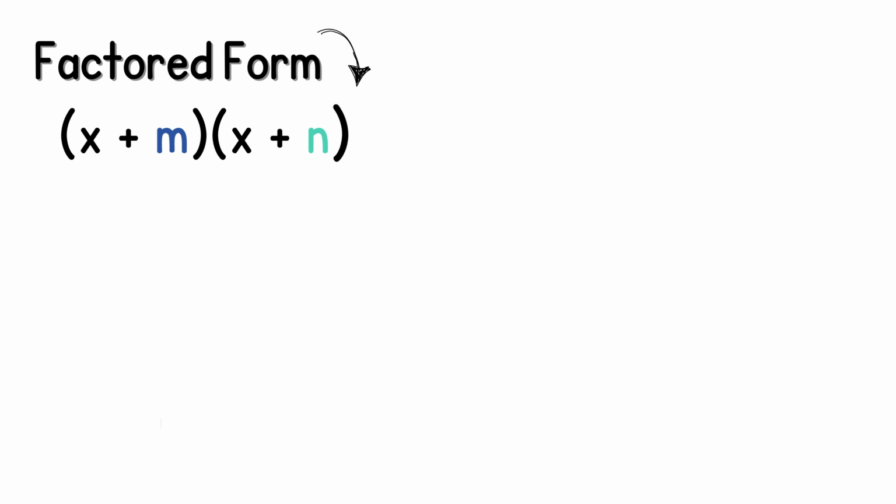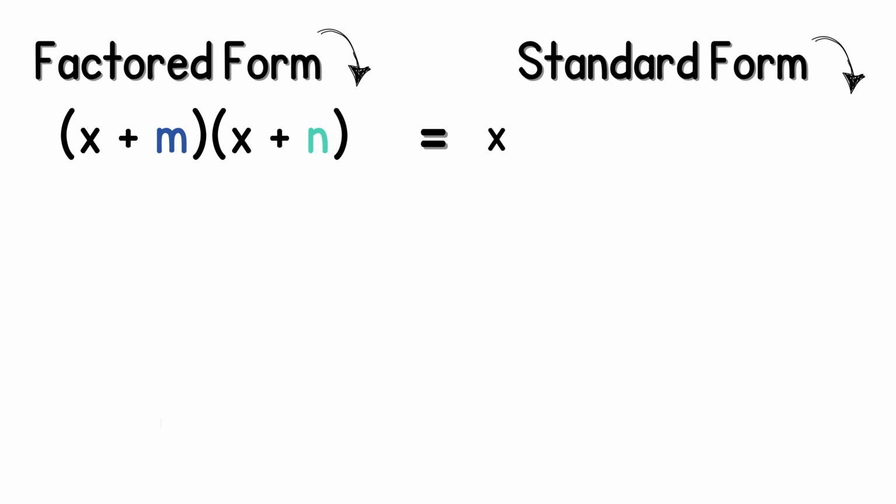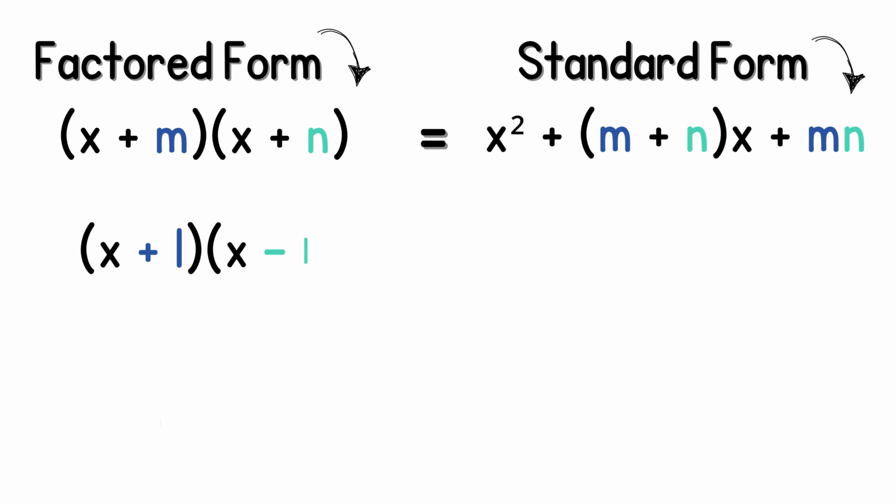If we have an expression in factored form such as x plus m times x plus n, then we can turn it into standard form by starting with x squared, and then we'll add our middle term of m plus n x, and then we'll add our third term of the product of m and n. So if we have an example like x plus 1 times x minus 1, then m will be 1 and n will be negative 1.